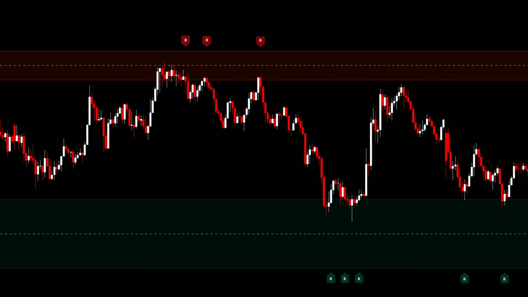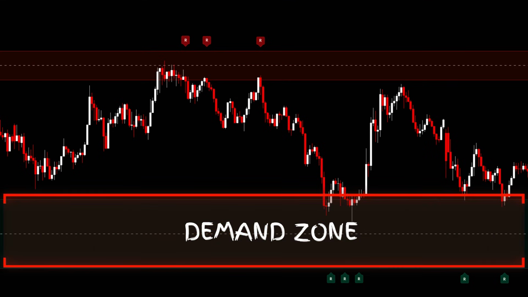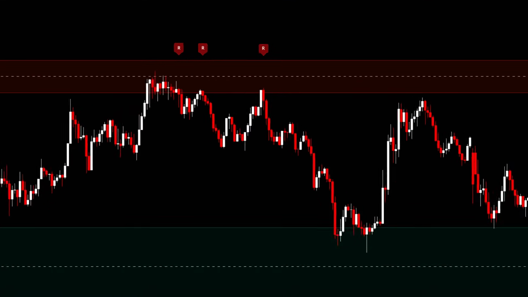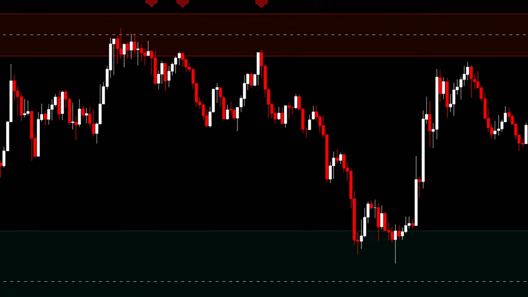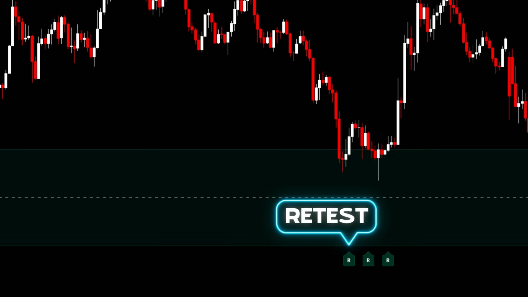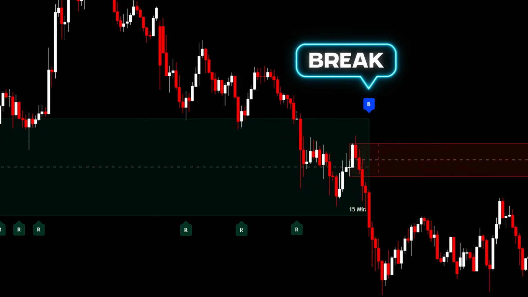It marks supply zones, it marks demand zones, it prints retest signals when price pulls back into those areas, and it prints break signals when the zones fail. Sounds perfect, right?